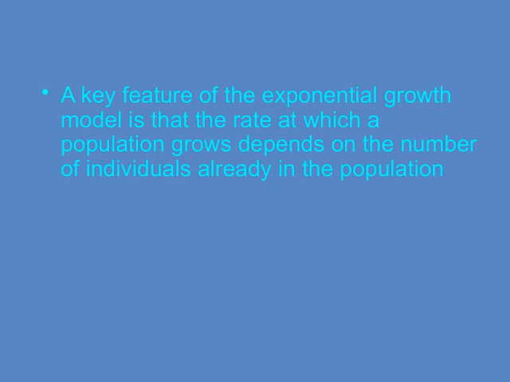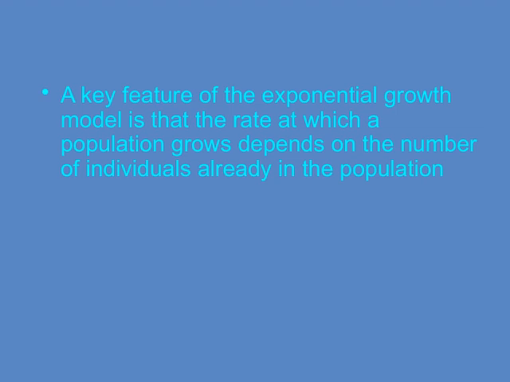A key feature of the exponential growth model is that the rate at which a population grows depends on the number of individuals already in the population. In other words, the larger the population gets, the faster it grows. This creates a kind of feedback loop where growth accelerates as more individuals are added.